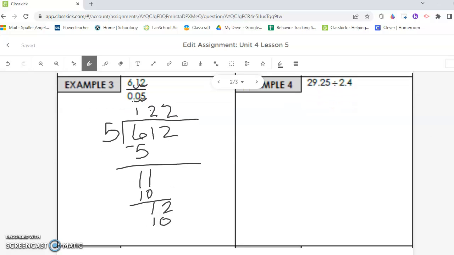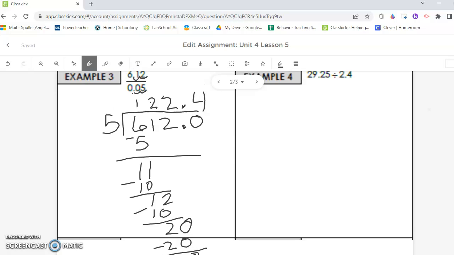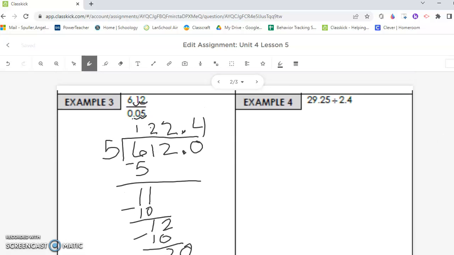That gives me 10. Now remember what I said with decimals, we can't have remainders. So we're going to put our decimal at the back and put a 0. Moving that decimal up. 5 goes into 20 4 times, and 5 times 4 is 20, so I subtract, I get 0. Hey, good job.